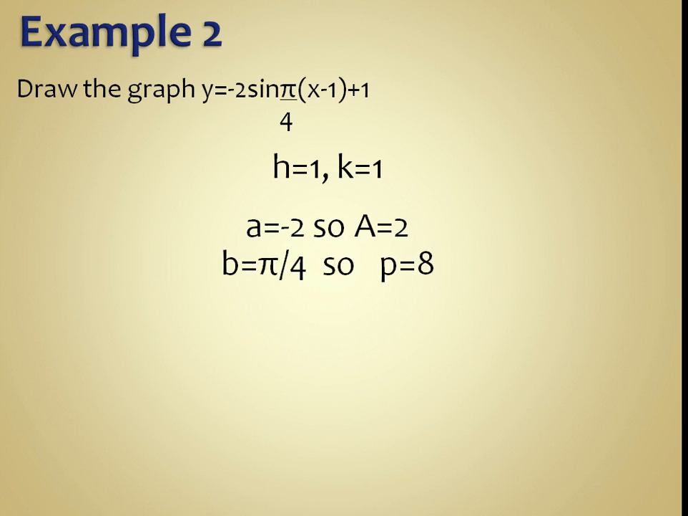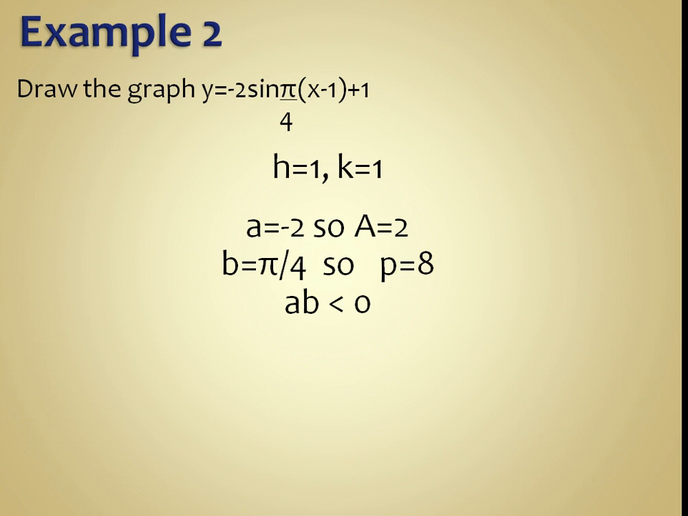We then continue by looking at B, and B is pi over 4. So therefore the period is going to be 2 pi divided by pi over 4, which will give us a value of 8. Now the last thing I need to look at is what is the value of A times B? Well, in this case, the value of A times B is less than 0 because I have a negative number and a positive number that are being multiplied, so it will be negative.